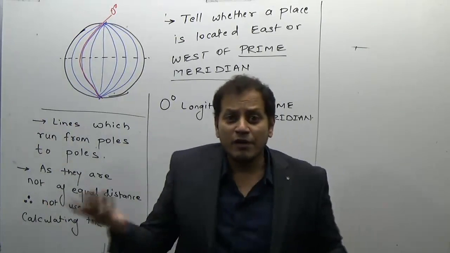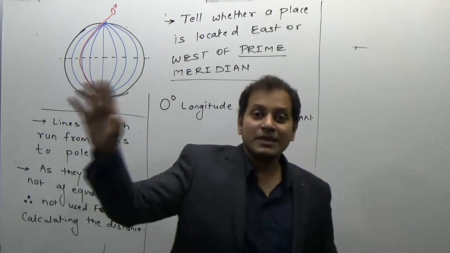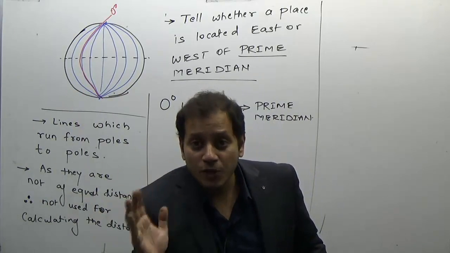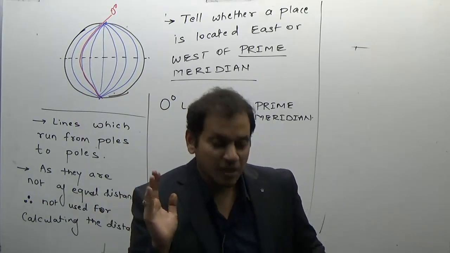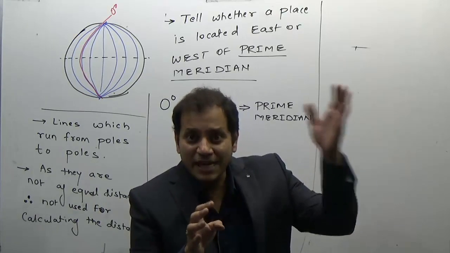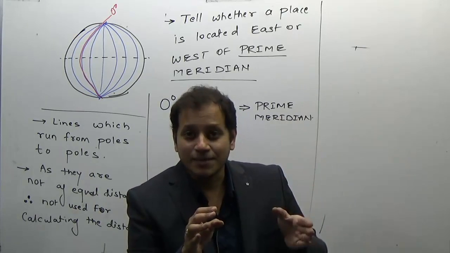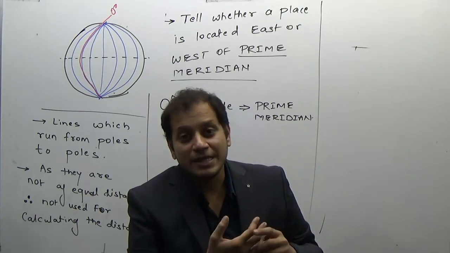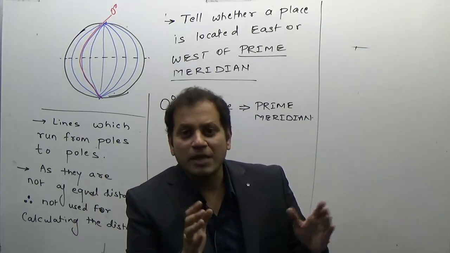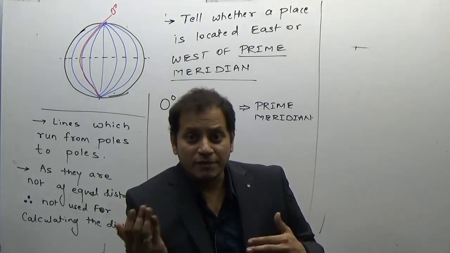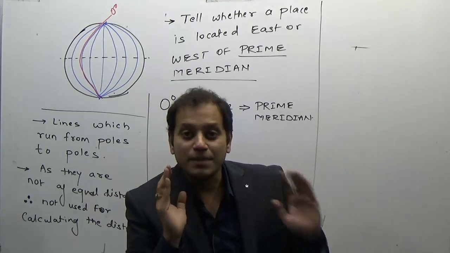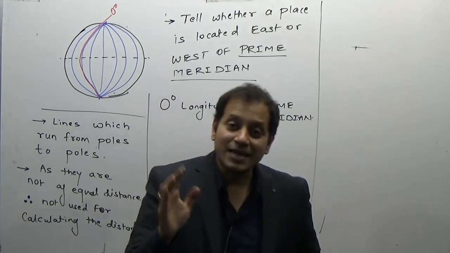Now, any meridian could have been the prime meridian, but you remember this part in history. In 1884, which were the superpowers of the world? It was the UK, France. So by an international agreement in 1884, it was decided that the meridian which passes through the Royal Observatory at Greenwich, near London, be taken up as the prime meridian.